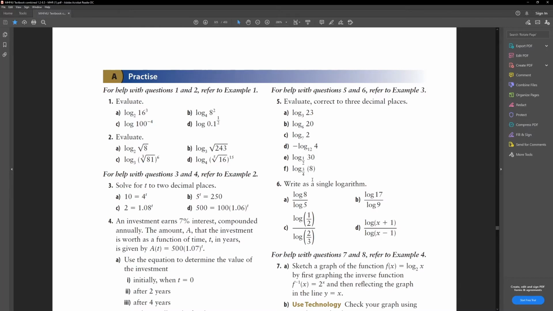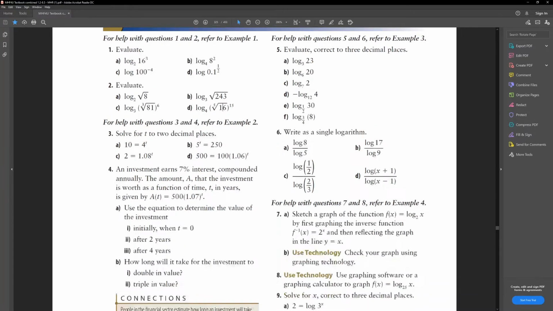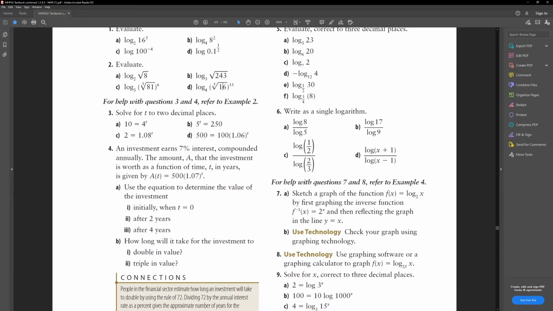Then I said 4, which is this long question here. However, it is still not extremely difficult. What it's asking us is that an investment earns 7% interest compounded annually. The amount A that is in the investment is a function of time, t in years, and is given by this equation here. We still have to use the equation to determine the value of the investment. So first we substitute 0 in for t and then evaluate. This would give us a value of 500 because anything to the power of 0 is 1.